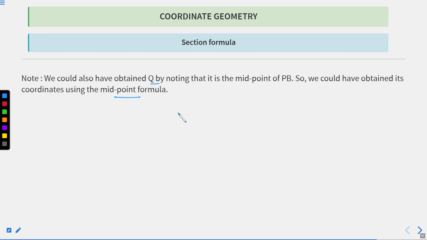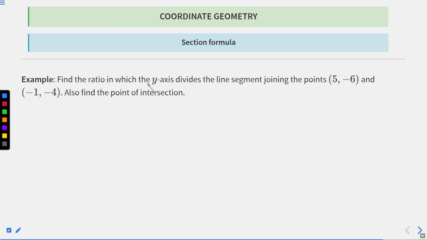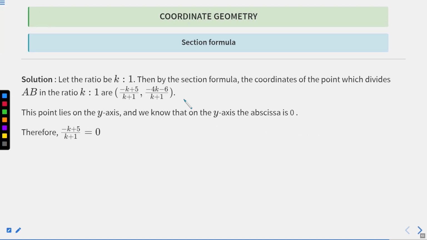Okay, so here in this example, find the ratio in which the y-axis divides the line segment joining the points 5, minus 6 and minus 1, minus 4. Also find the point of intersection. Here let the ratio be k is to 1, then by the section formula the coordinates of the point which divides AB in the ratio k is to 1 are minus k plus 5 divided by k plus 1, minus 4k minus 6 divided by k plus 1.